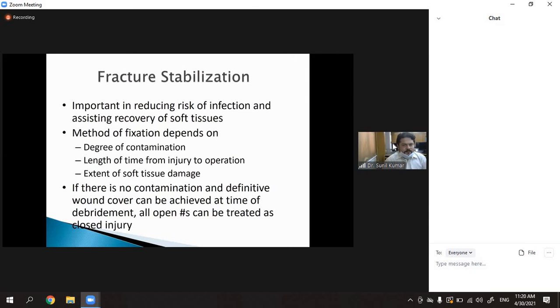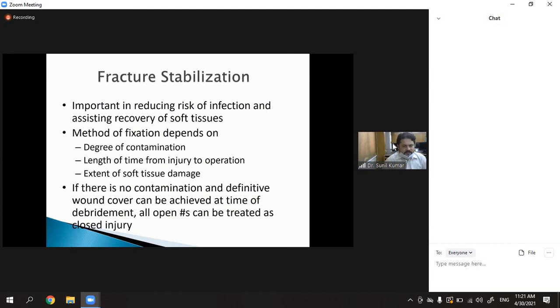So after debridement, to decrease the risk of infection and to heal the soft tissue early, which will assist in the soft tissue injury healing, we have to stabilize the fracture. Different methods of fixation depend on the degree of contamination, the length of time from injury to operation, and the extent of soft tissue damage. These three things we keep in mind, and then we plan the fixation method.